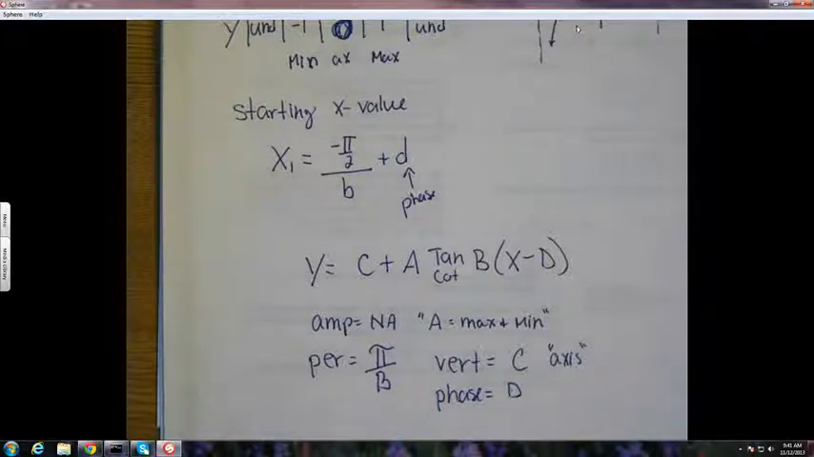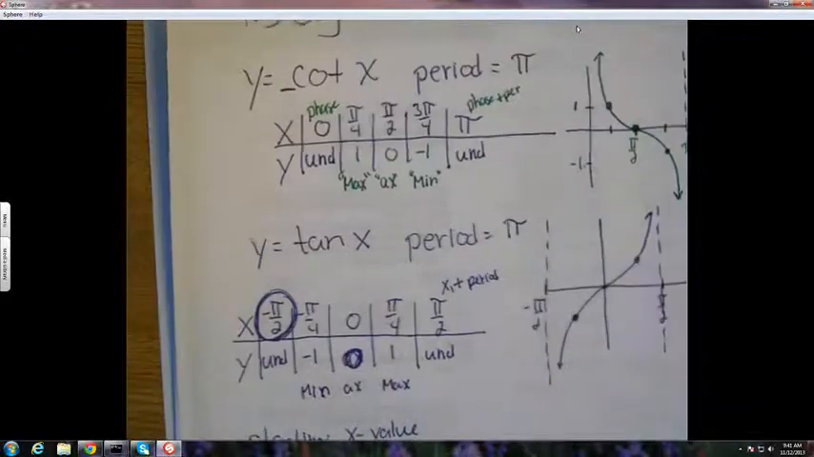So let's start with cotangent. Build up your confidence a little bit. I have 3 of these. We'll probably do 2 tangent ones. So just one table, one sketch like yesterday.